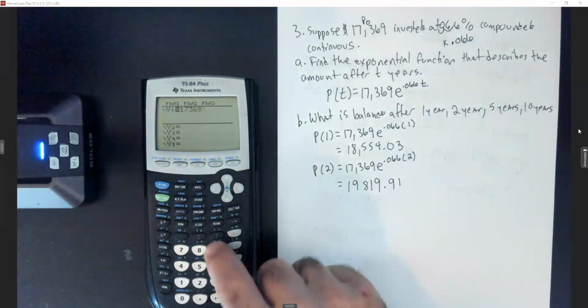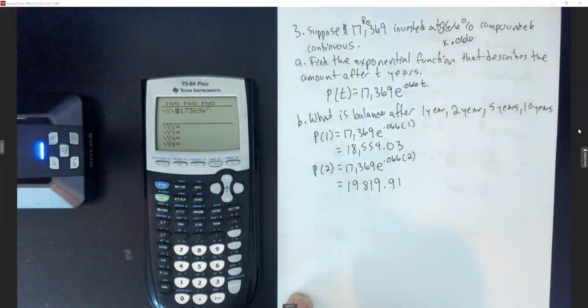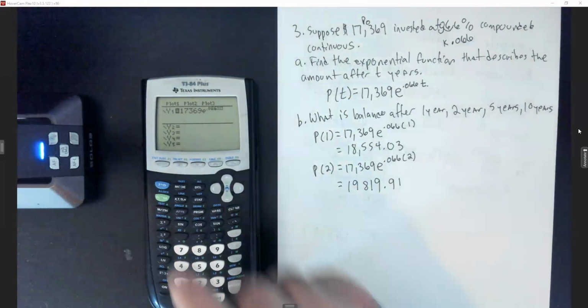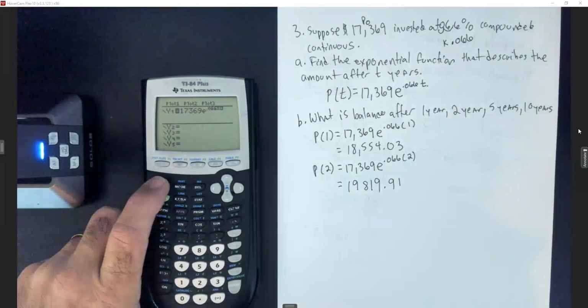17,369. Second ln to get my e. And then 0.066x. So when I graph them, or when I look at the table, I want to use x's instead of t's, okay? Now, I'm going to go to the table.